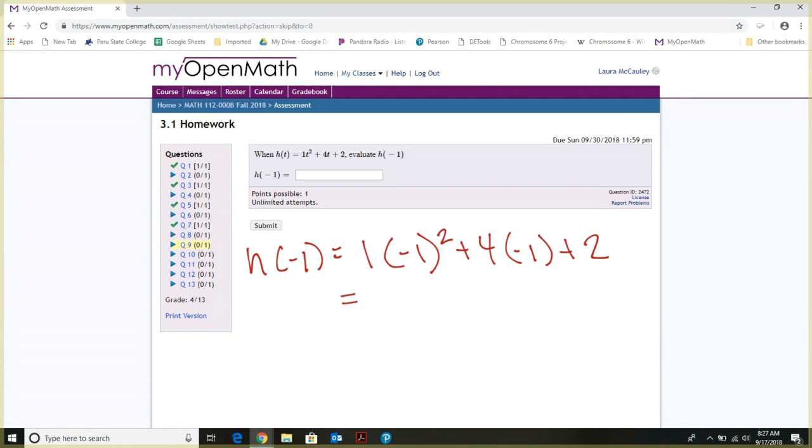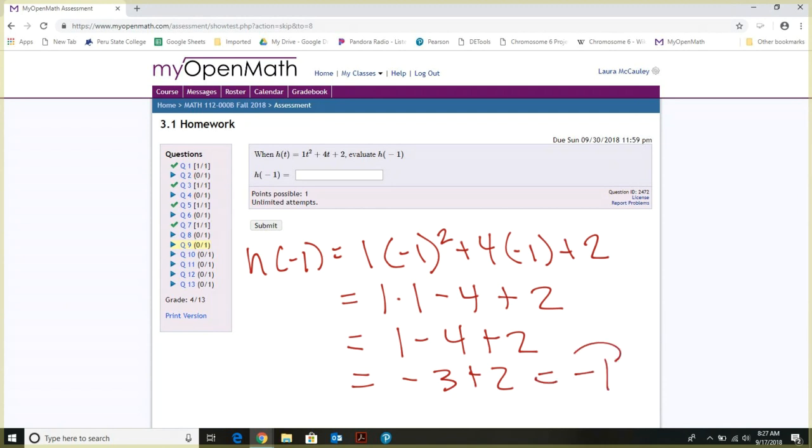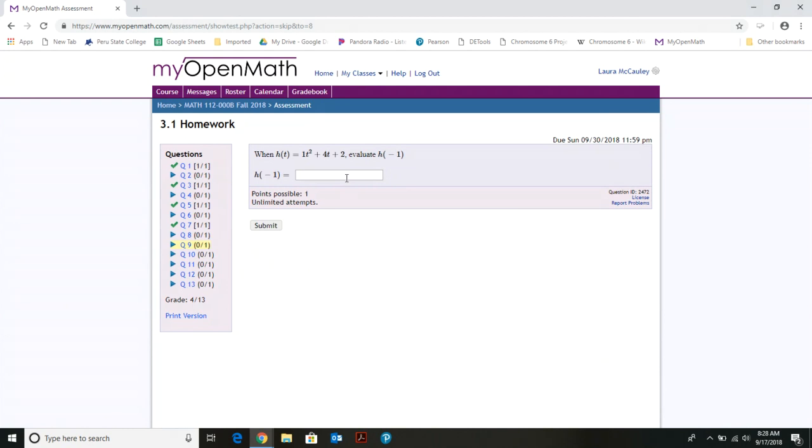All right, so notice this is -1 squared, which makes it a +1. This is 4 times -1, which makes it a -4. So I get 1 minus 4 plus 2, which is -3 plus 2, which is -1. So just be very, very careful here. Let's put that in. So we're going to get a -1 here.